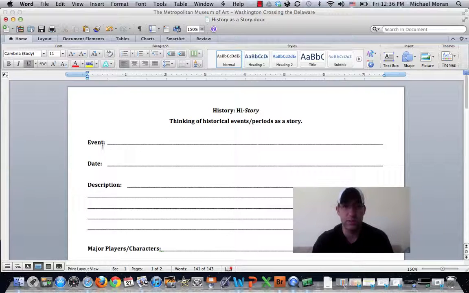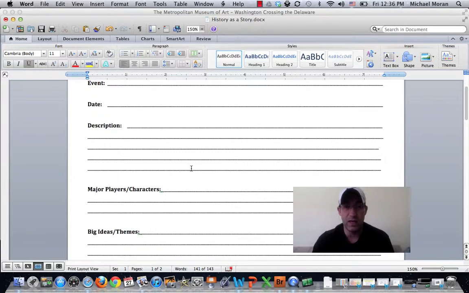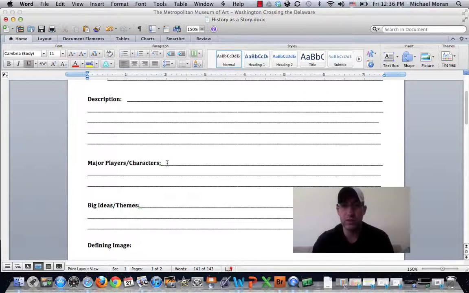these documents. So at the top here I'm asking for the event and then the important dates associated with that event. And then we'll need a description. This would be the little plot explaining or summarizing that event. And then we need to outline the major players or characters. So you've got traditional protagonists and maybe antagonists that would be involved that probably show up in your description.